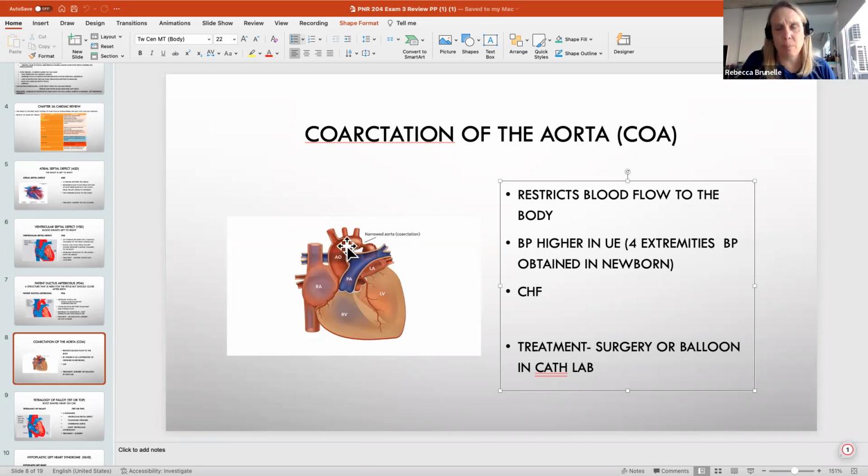So sometimes they can balloon this open. They go to the cath lab and they put a balloon in there and they dilate it. And sometimes they have to do what's called an end-to-end anastomosis, where they cut out the narrowing and then they sew it together.